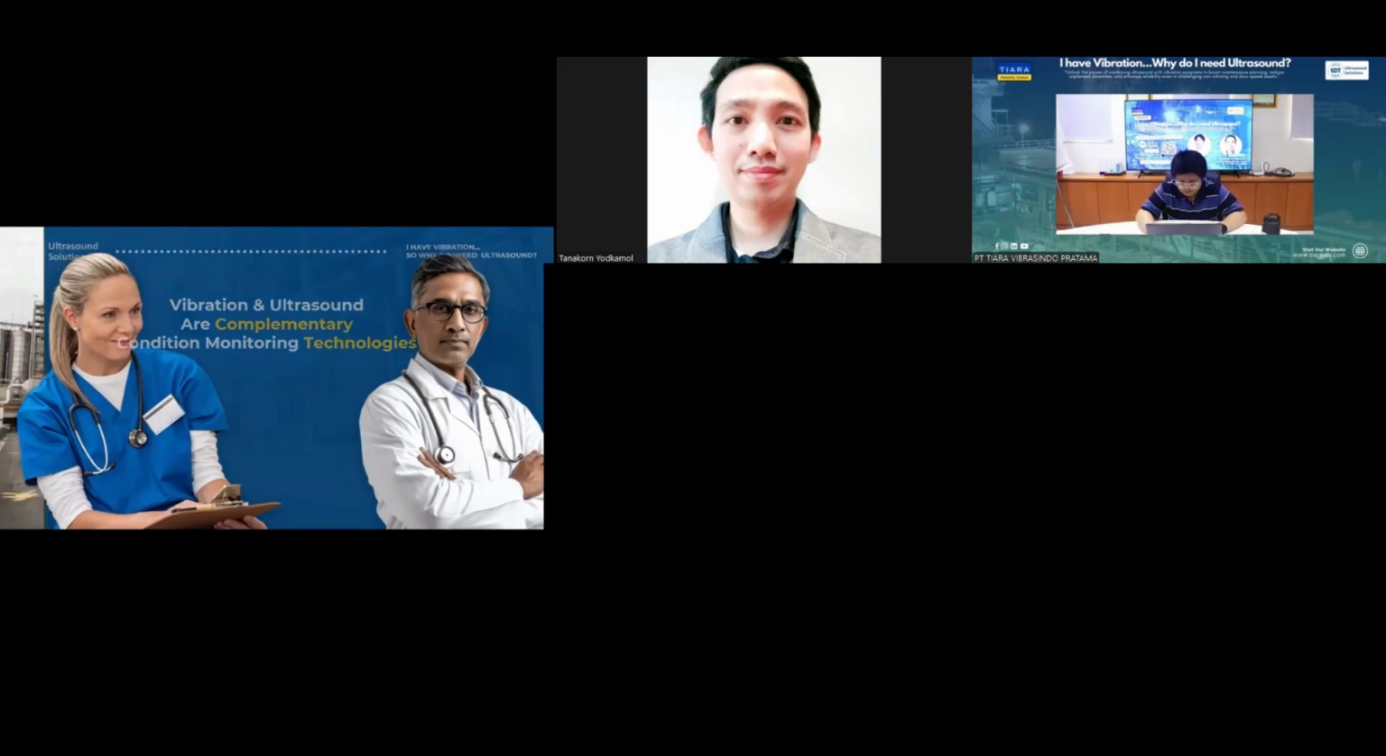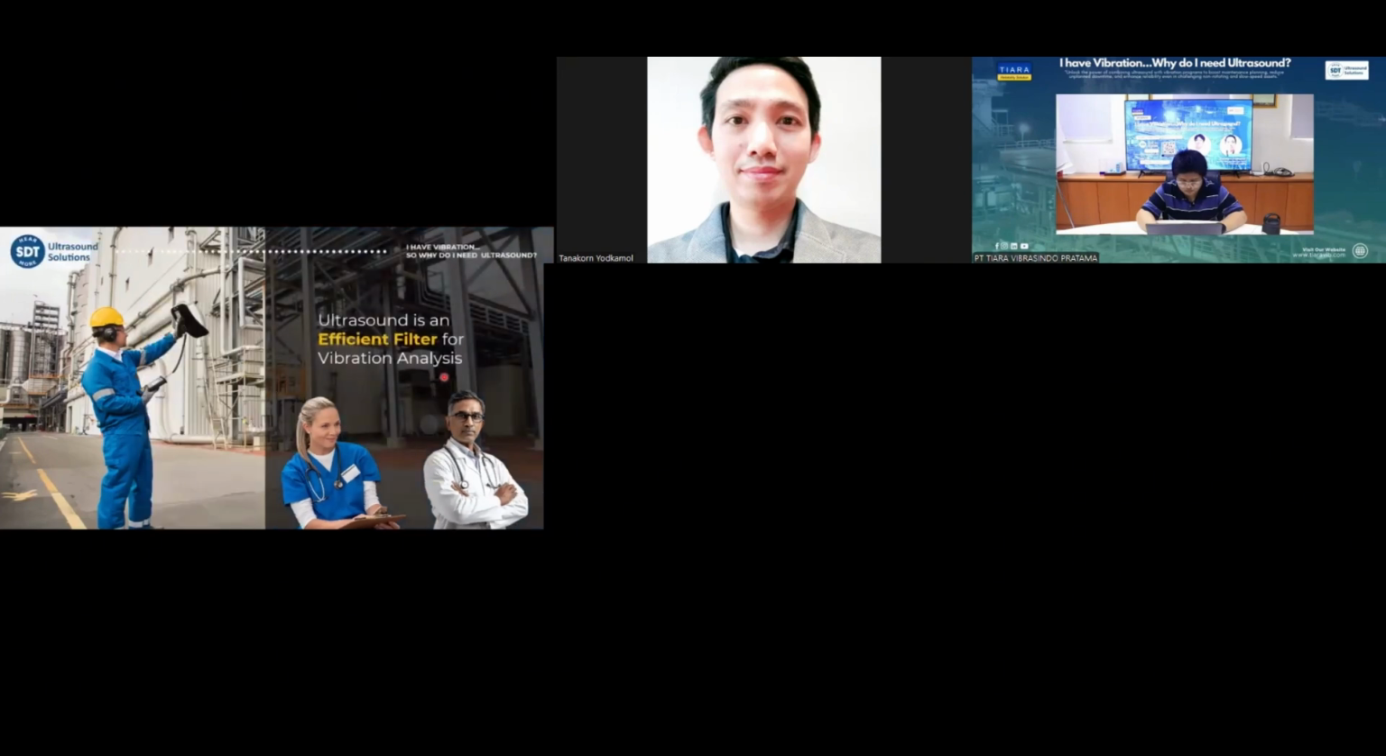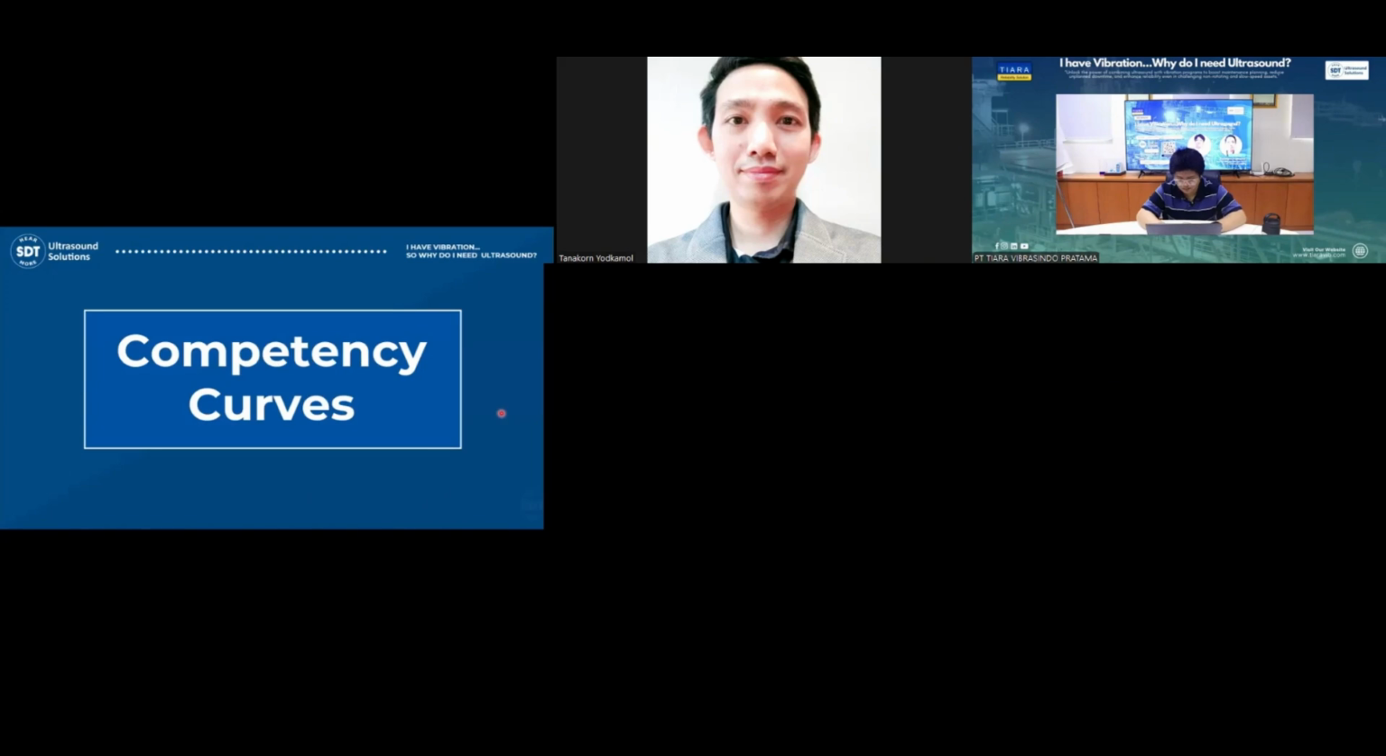In the reliability maintenance department, you should have one vibration analyst, but maybe 4, 5 or 10 ultrasound technicians in your maintenance department, because this is the first digital line. You can filter every problem of the machine, then send every data collector result to the doctor, the vibration analyst, to analyze the problem. I tried to explain the competency curve for ultrasound, and the difference between ultrasound and vibration. We know they are competing technologies, but we can integrate them together for reliability maintenance.